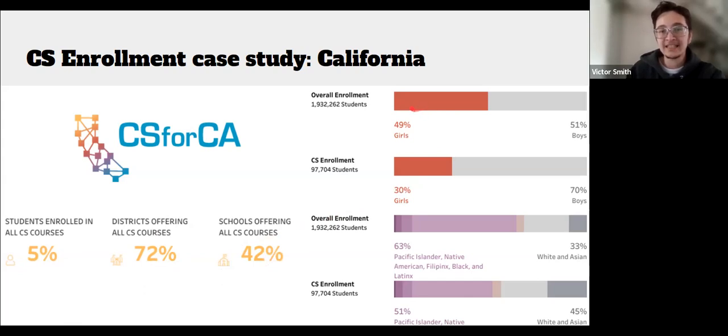And when we look at their data, they have almost 50% equal girl and boy enrollment, but that data is not represented in the actual computer science enrollment, which is 70% male. This happens also with the overall and computer science enrollment for race. While only white and Asian students account for 33% of their overall enrollment, they are close to half of the total enrollment in computer science.